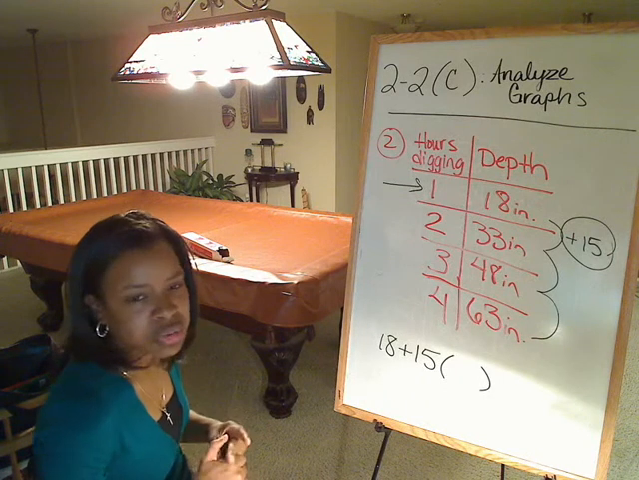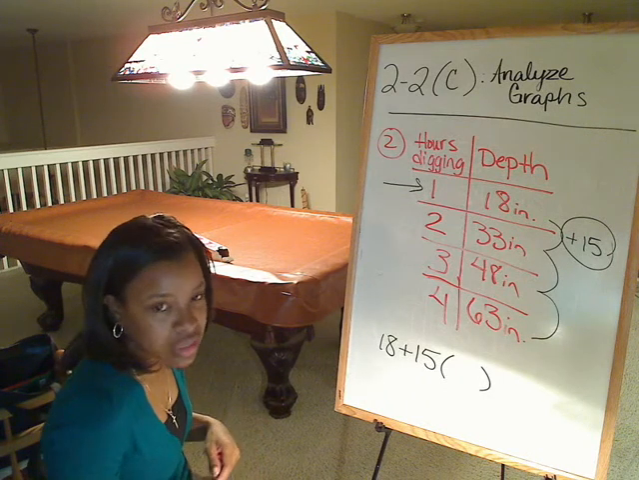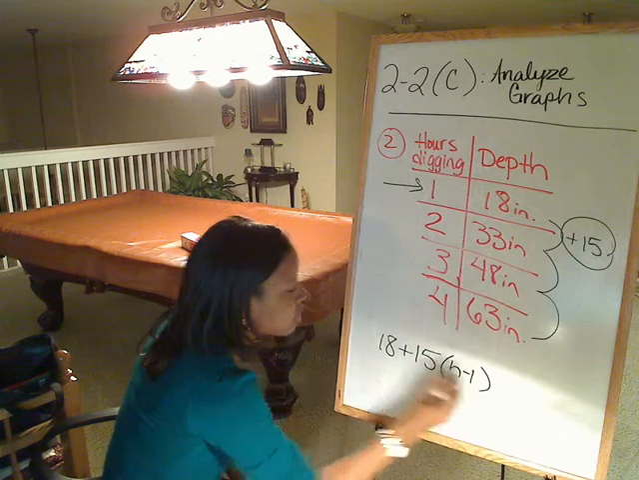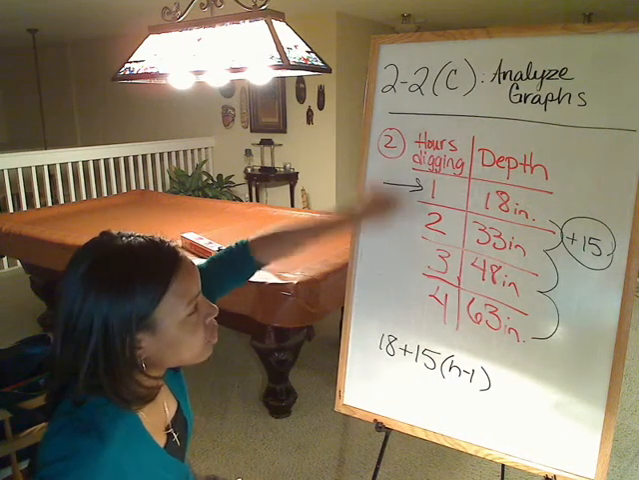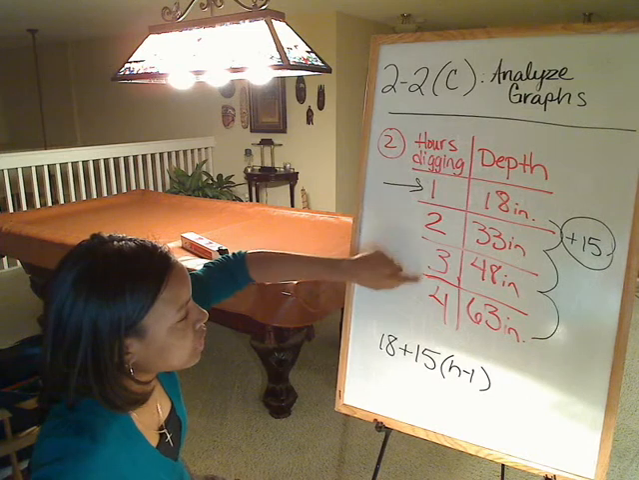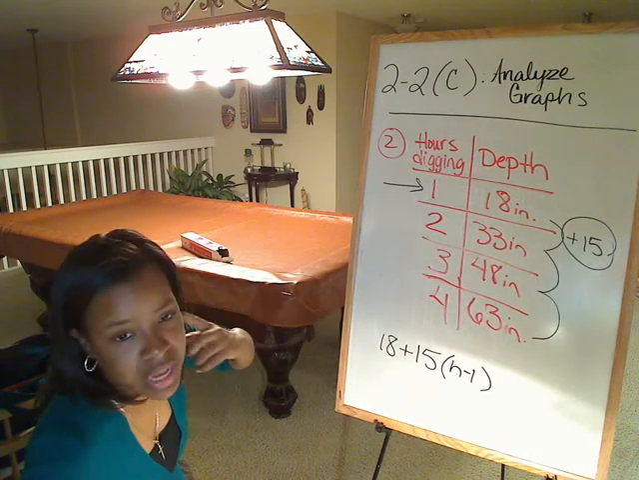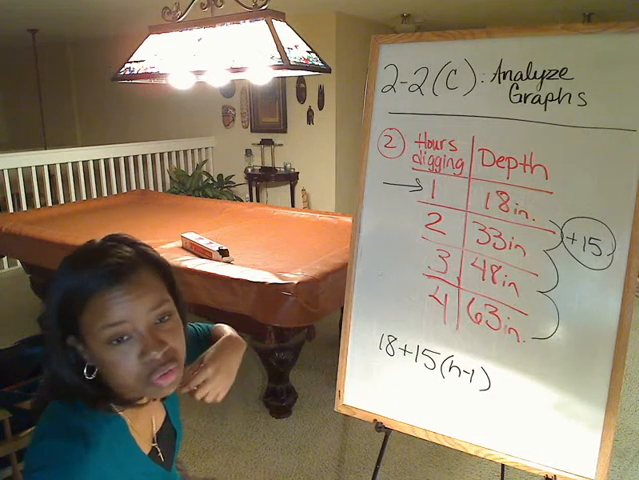And it's okay to use whatever letter you want. You don't have to use n. So for this, I want to use h because that's what we're talking about. We're talking about how many hours digging. 1, 2, 3, 4 hours. So I'm going to use h for hours. You can use x, you can use t, q, r, s, p.